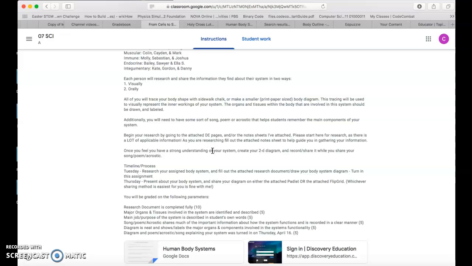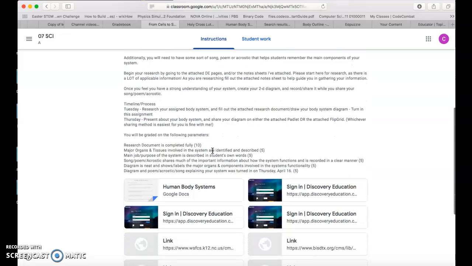You can go along those lines to teach us about your system, but you can get all the great information stuck in our head so that I will someday remember what the integumentary system does. That is your goal, is to teach us those things.